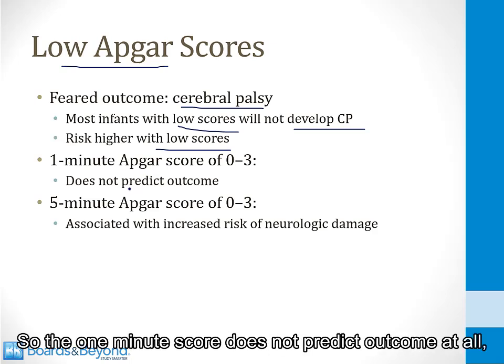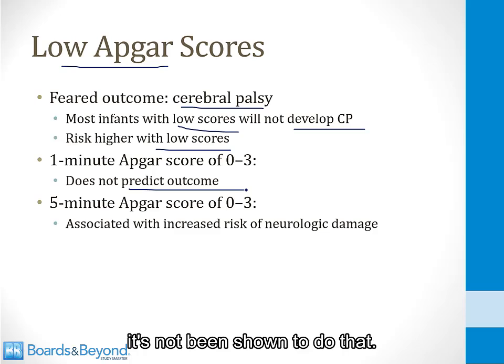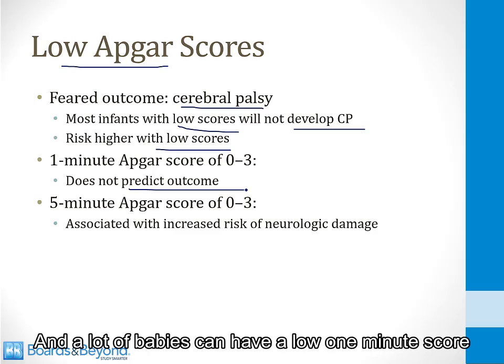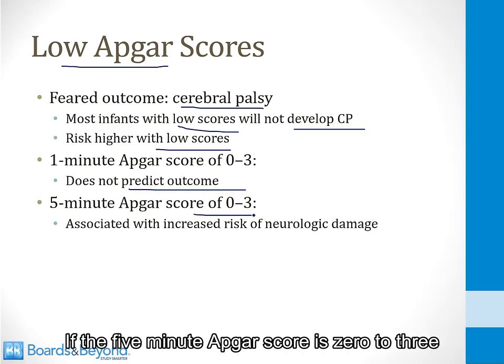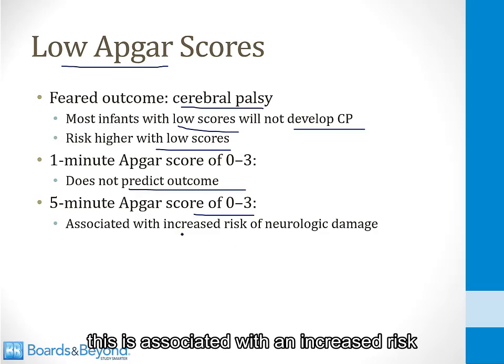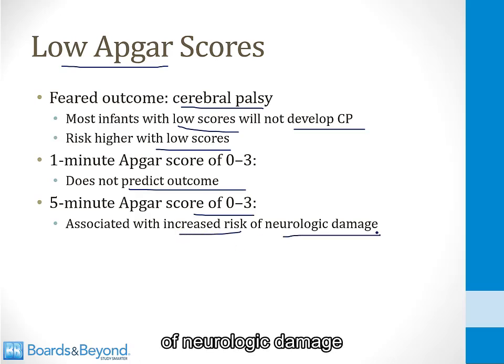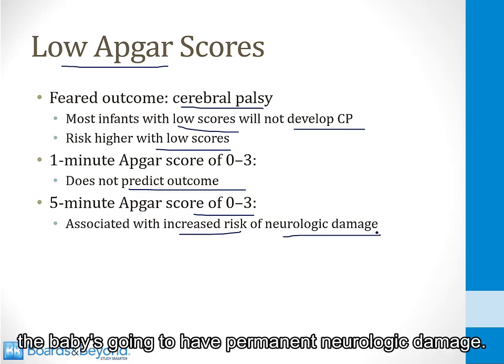The 1 minute score does not predict outcome at all. It's not been shown to do that. A lot of babies can have a low 1 minute score and then recover by 5 minutes. If the 5 minute APGAR score is 0 to 3, which is very low, this is associated with an increased risk of neurologic damage. But once again, it doesn't necessarily mean the baby's going to have permanent neurologic damage.